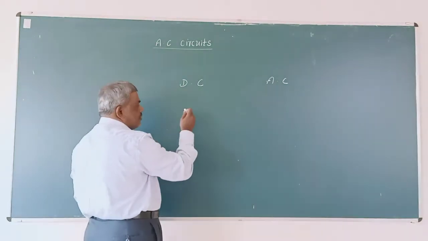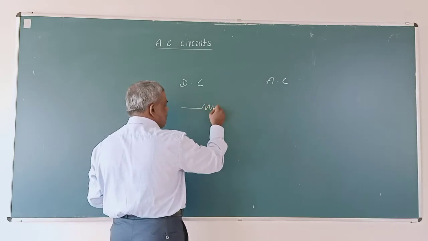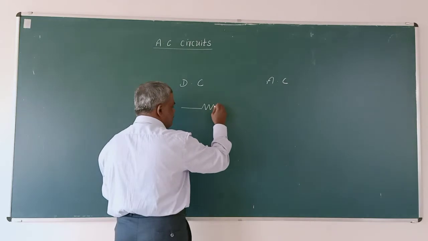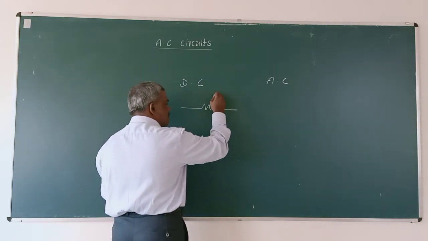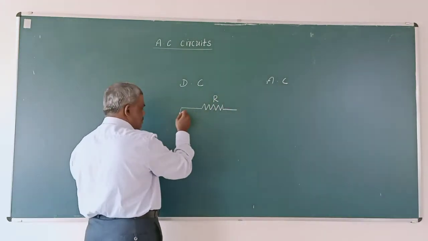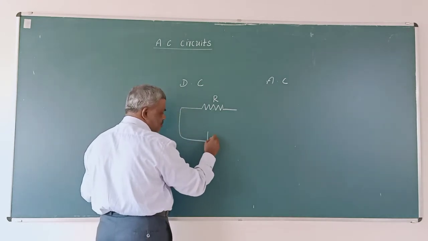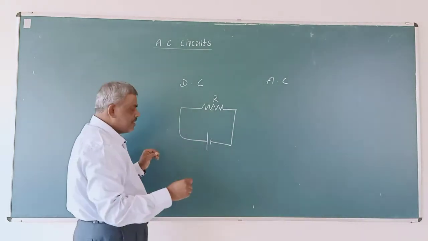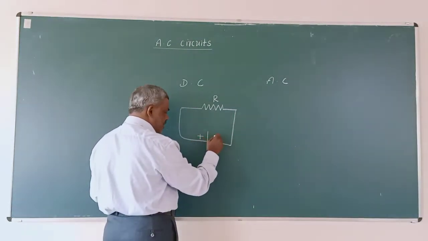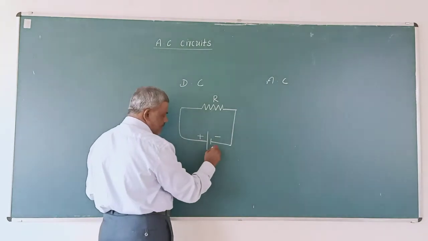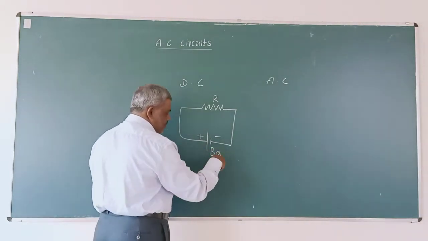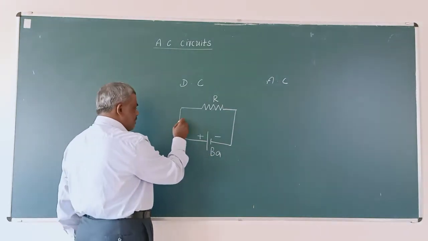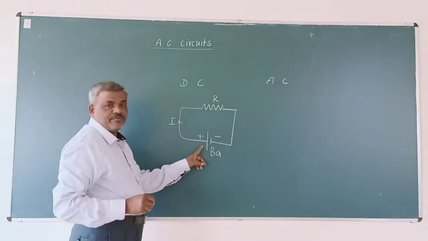Example, a DC circuit with a resistor. This is the symbol for a resistor. A resistor R is connected in series with a battery or source. A battery has two polarities, positive and negative. Battery means a source of EMF or a group of cells. The current I is the current coming from the battery.